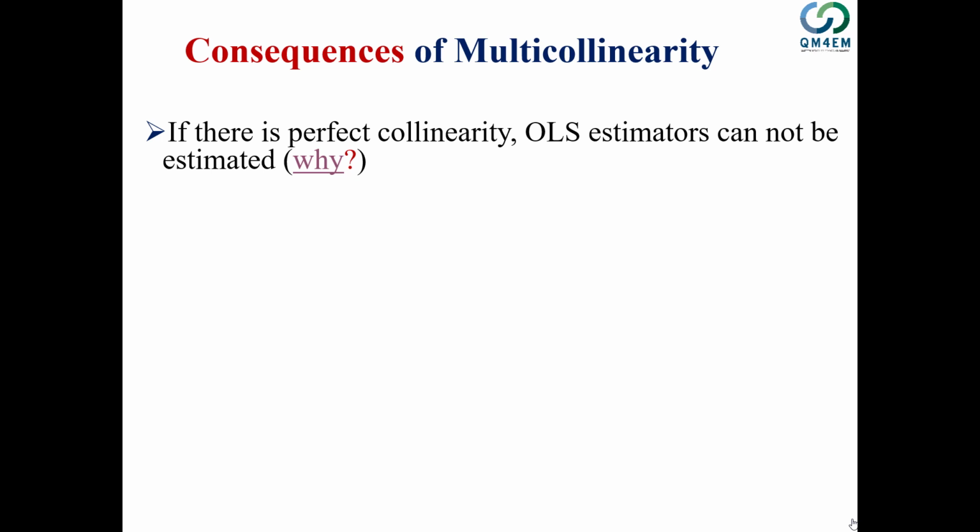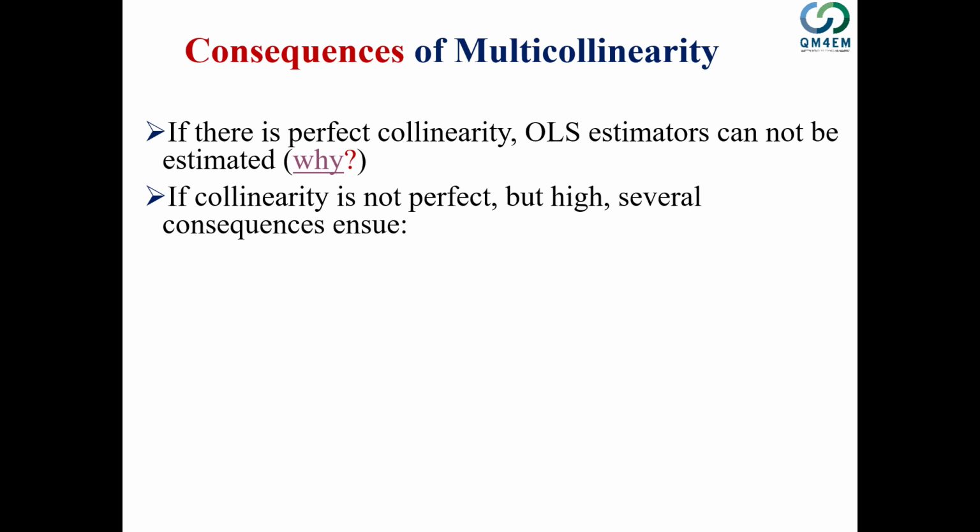Because the procedure breaks down, you are unable to estimate the beta coefficients. So that's the case of perfect multicollinearity or perfect collinearity. The conclusion is, when you have perfect collinearity in your data, you cannot apply the OLS estimator. You are done. That's the extreme case. Second, if collinearity is not perfect but high, then you can estimate the ordinary least square coefficients, but there will be some consequences to it.